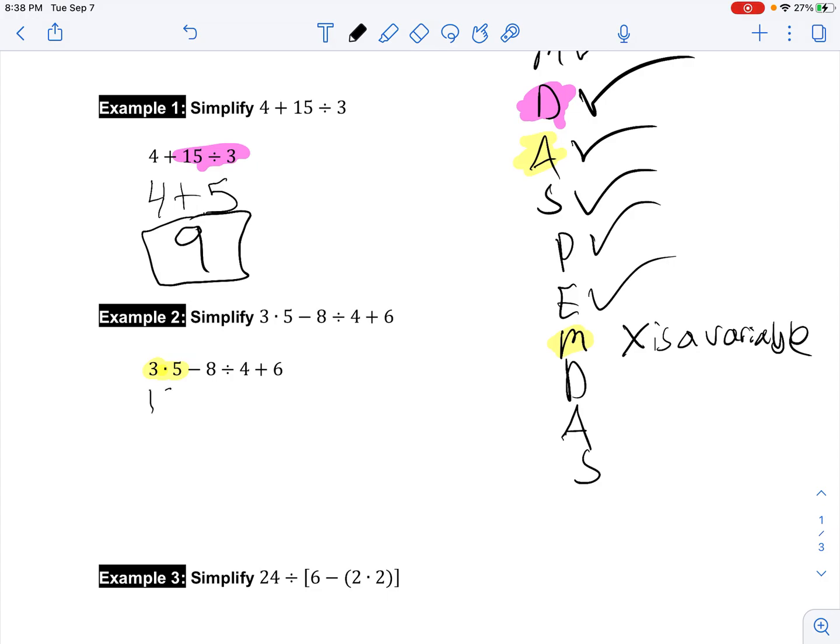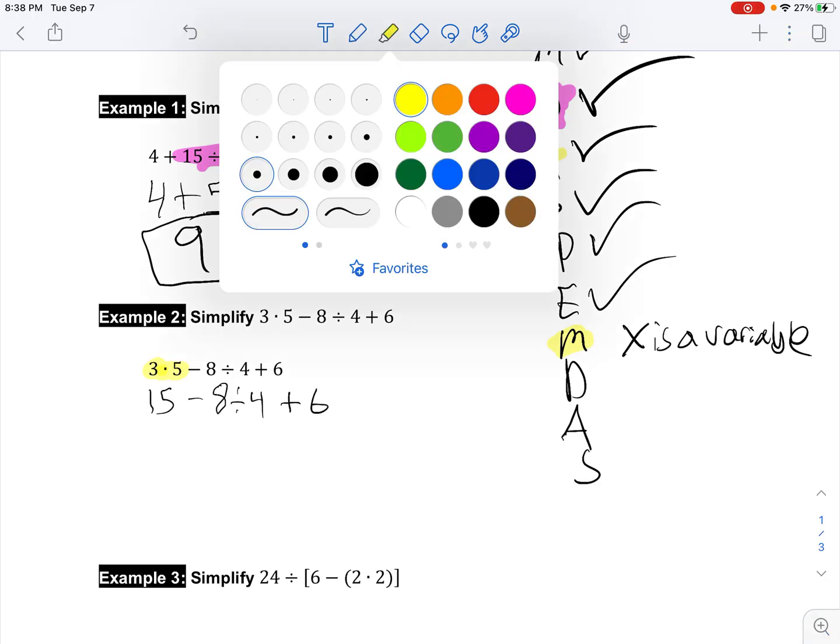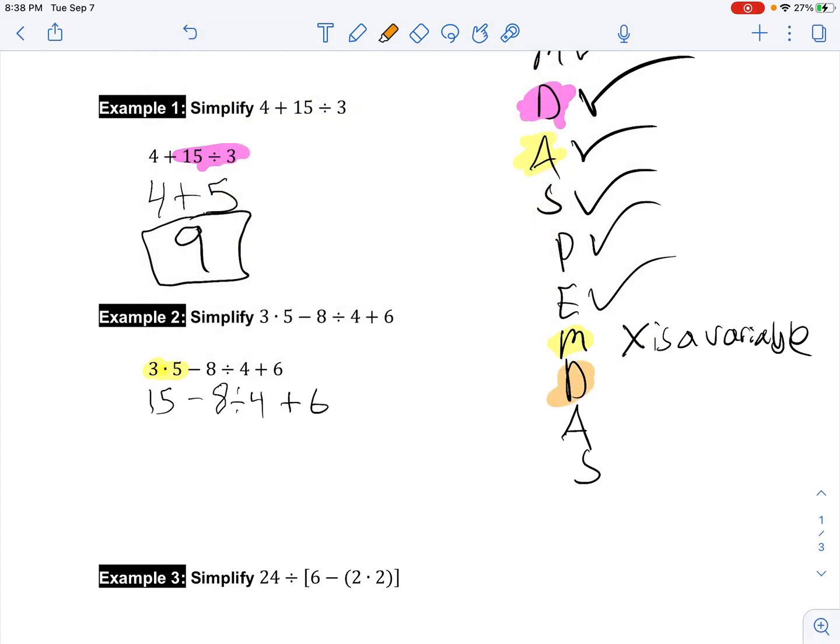So I'm going to start by doing 3 times 5 is 15. And I'm just going to write everything else exactly the same. Now I'm going to jump to division because I don't have any more multiplication. I see D. I do have some division right here. So I'm going to keep everything the same, and I'm going to think 8 divided by 4 is 2. And now I'm going to rewrite everything.